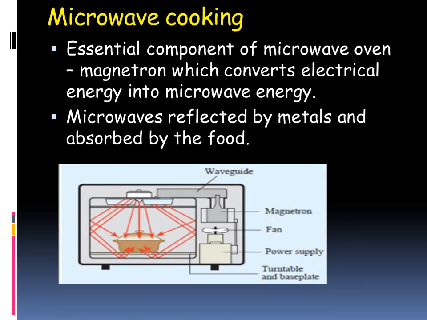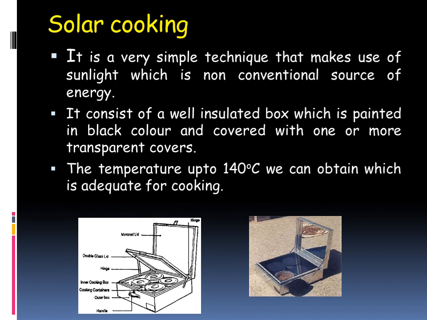Microwave cooking: here magnetron energy is converted to electrical energy, and microwaves are reflected by metals and absorbed by the food. Solar cooking is done by a non-conventional source of energy, using sunlight. This instrument is made up of a black-painted insulated box with a glass top cover. We can obtain temperatures up to 140 degrees Celsius for cooking.